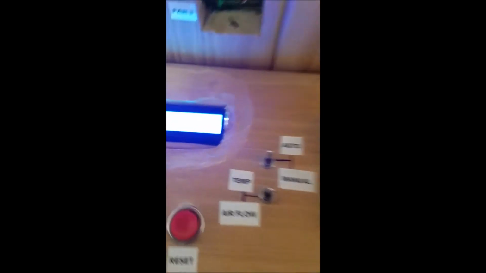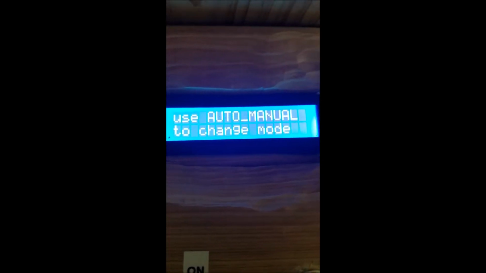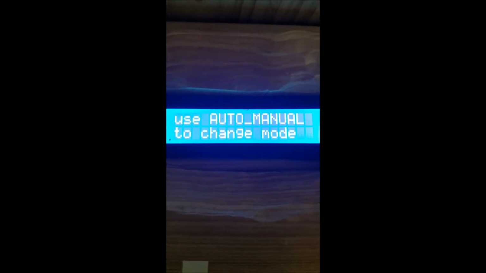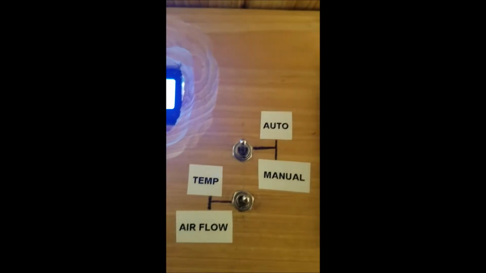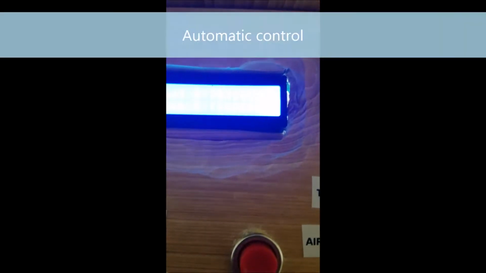Once startup initialization has completed, it will tell you to use the auto manual toggle switch in order to change modes. We'll go over auto first. One of the key features on this design is the on and air lights and the number of active fans. It tells you when a fan is not working properly. This is determined by the sensors.